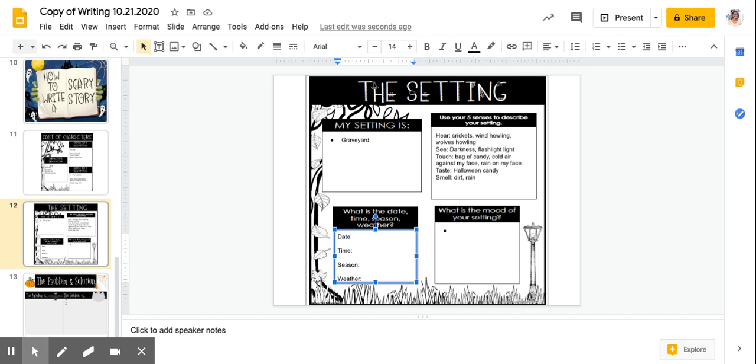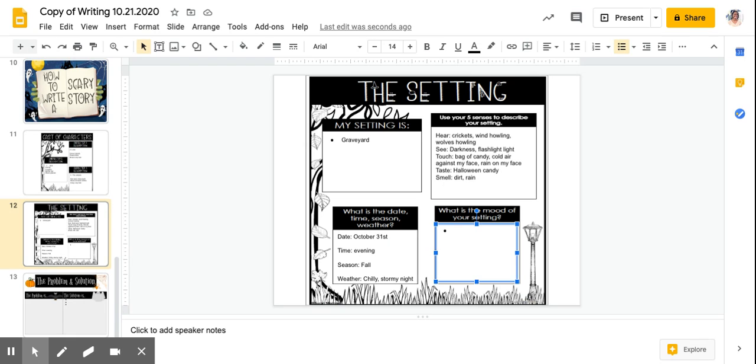So I'm going to make mine Halloween. So October 31st. The time, I'm going to make it about evening, so when it gets dark outside. The season, of course, is fall. And the weather, I decided that it was a chilly, stormy night. So this will give everyone that is reading your story an idea of what it is like in this time period that you're at.